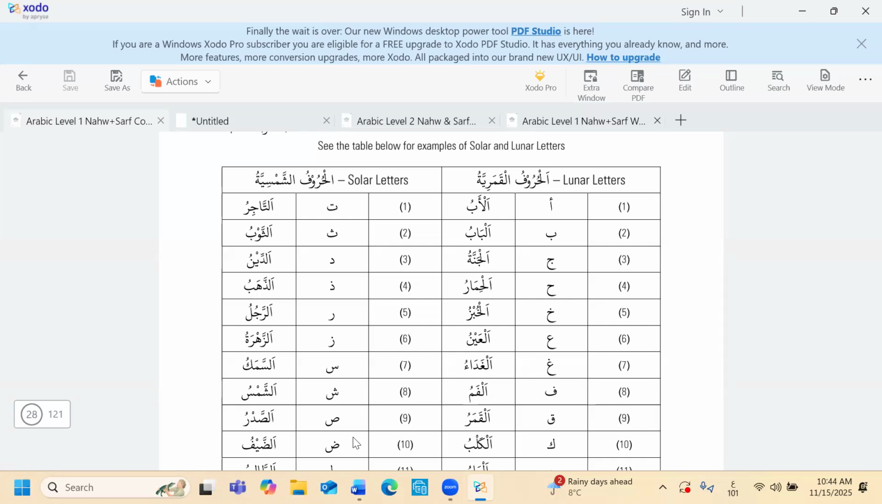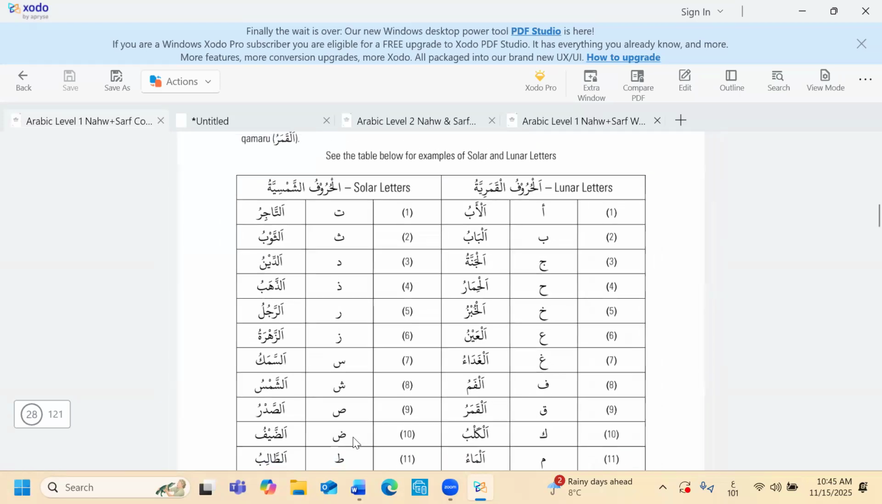But realize that there are letters which are Qamari and letters which are Shamsi. If I ask you, what do we mean by a Qamari letter and a Shamsi letter? What would you say? It's whether you pronounce the lam in the al or you don't. In al-qamar, you pronounce the lam in the al. And in ash-shams, you don't pronounce the lam in those words. But you write it. It doesn't mean you miss it out. It's written, but not pronounced.